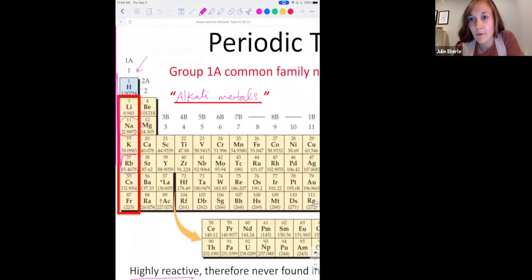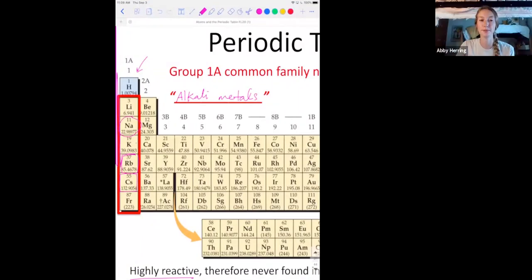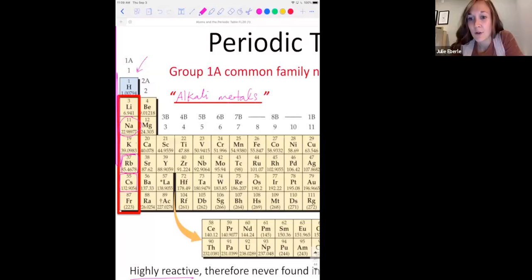What do you think would happen if we threw a chunk of rubidium in with water? What do you think would happen if we threw a chunk of cesium in with water? Do you think the reaction would become more violent or less violent? More violent. Yes, you are correct. So there's a trend here.